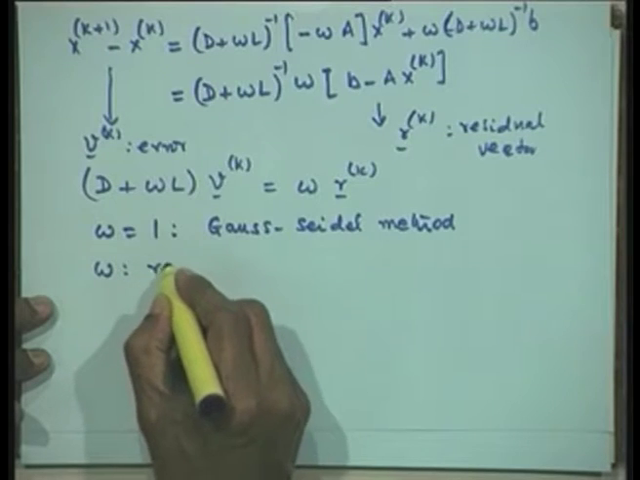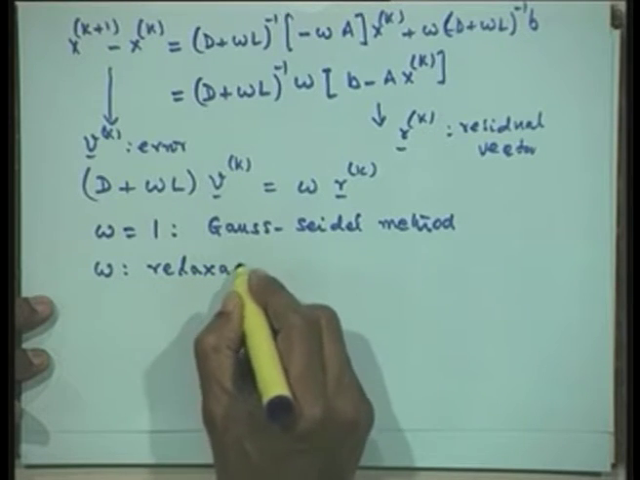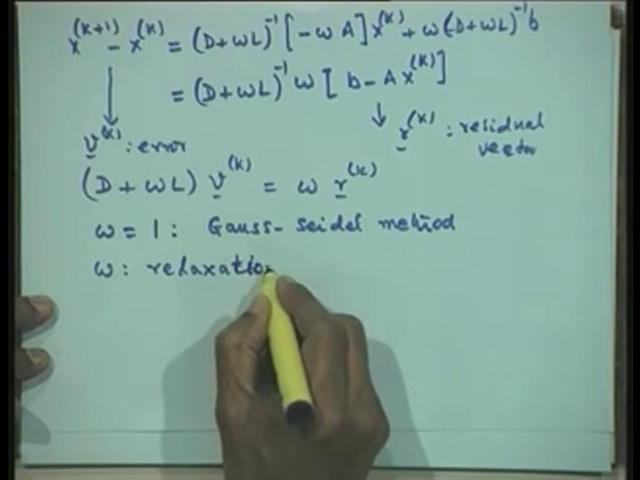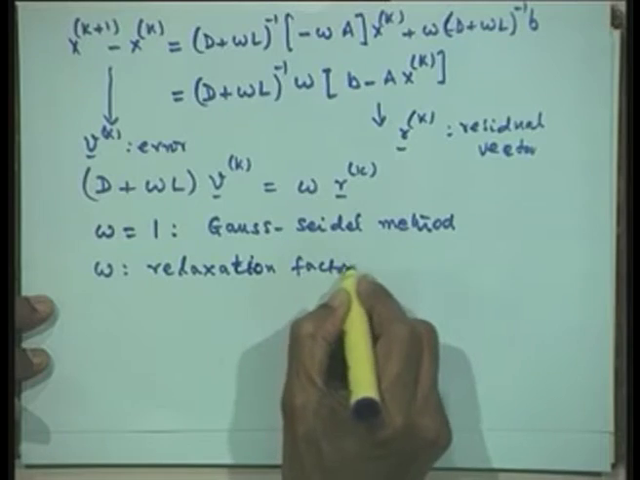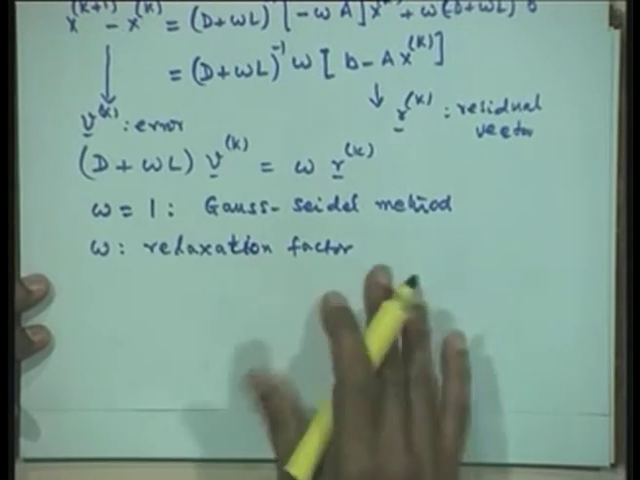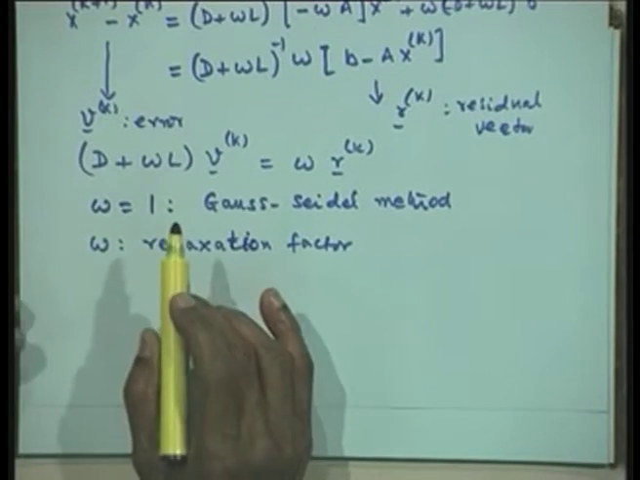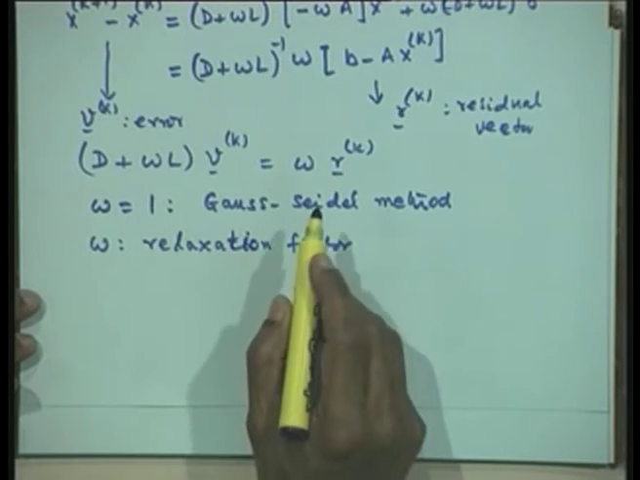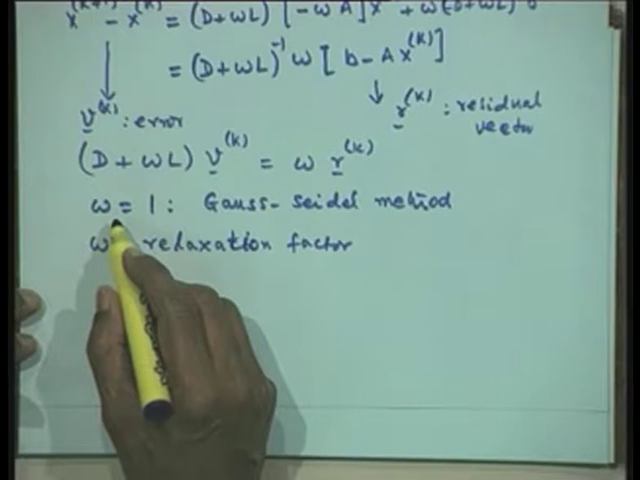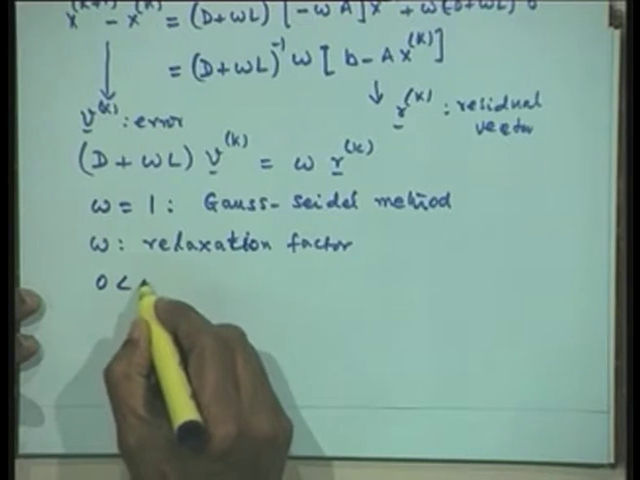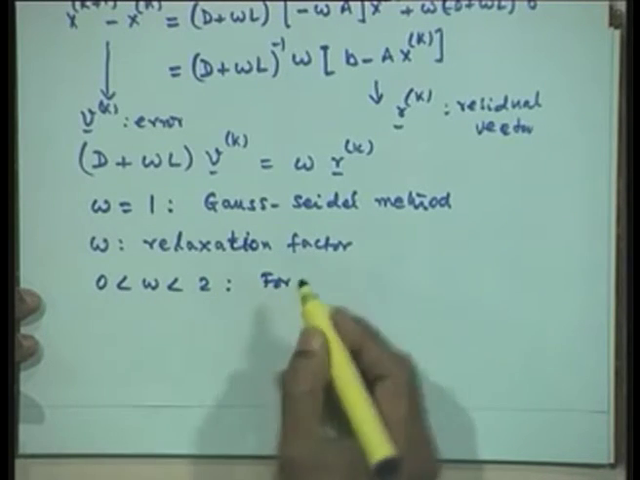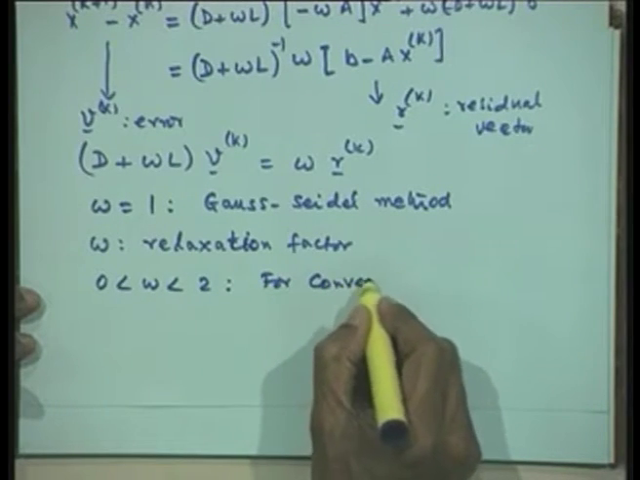Now, omega is called the relaxation factor. The analysis of the method requires that for convergence omega should lie between 0 and 2. So, we should have omega between 0 and 2 for convergence.